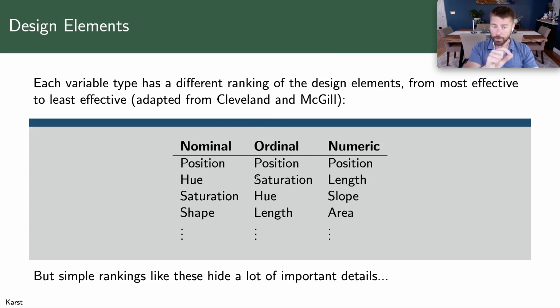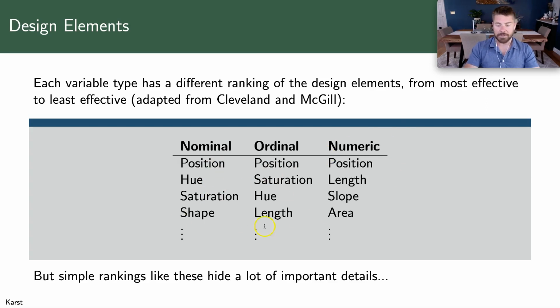Because the order of the ordinal variable is indicated by the saturation of the color. So the more saturated you get, the higher up in the ordering. The lower the saturation, the lower in the ordering. So remember, that's what I was saying: the difference between hue and saturation is fundamental, because one of them is ordered and one of them is not. So on and so on.